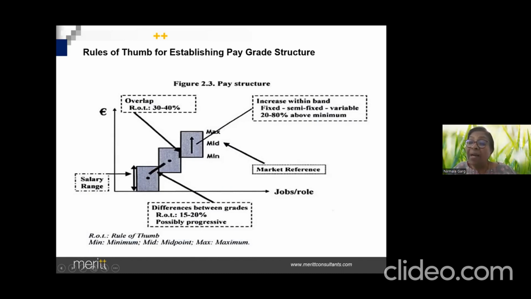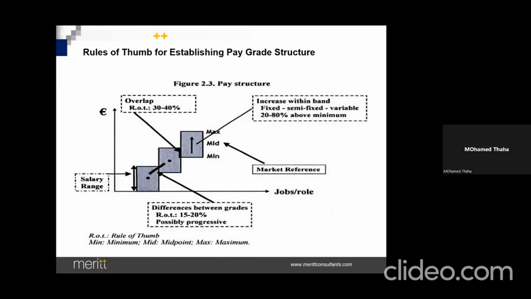So there can be an overlap of, for example here, 30 to 40%. Some can have just about 15%. Depending on your organization, the kind of industry, the career progression, etc., these overlaps will be decided. And not necessarily will all grades have the same overlaps. Are you with me?